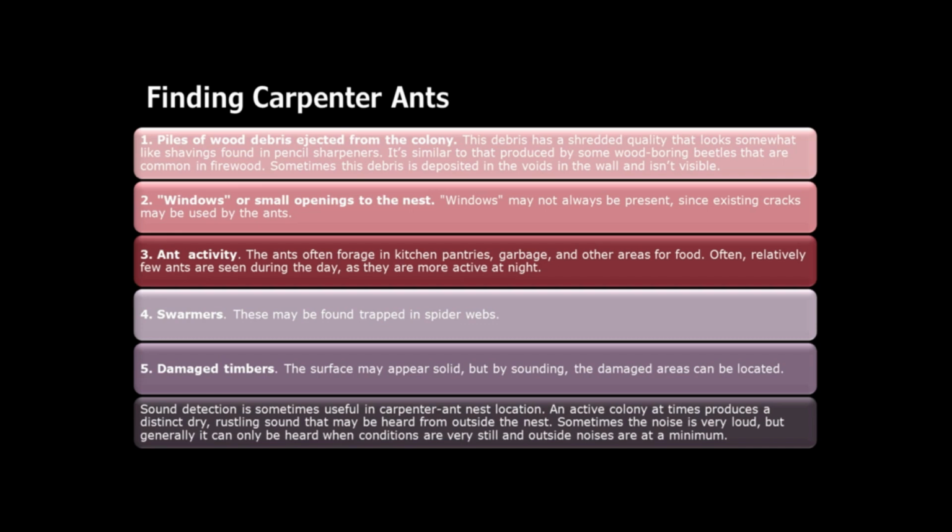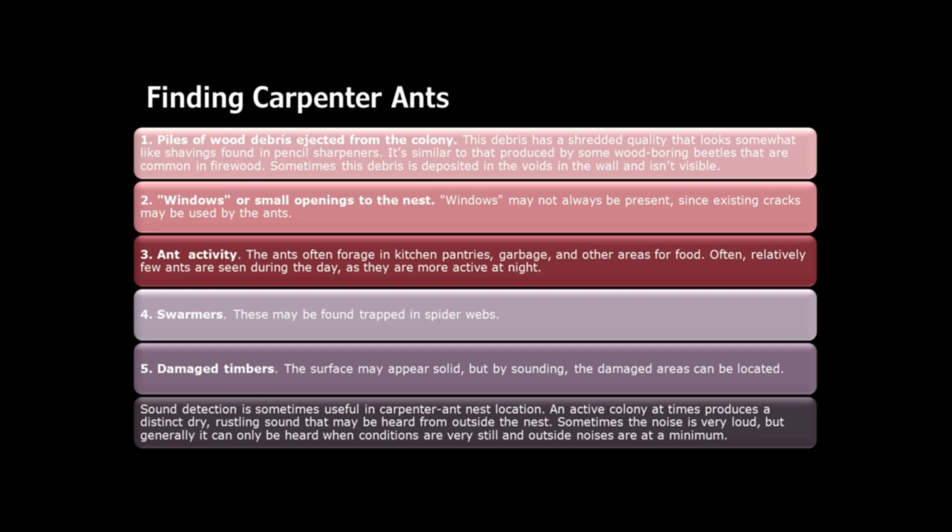2. Windows or small openings to the nest. Windows may not always be present, since existing cracks may be used by the ants. 3. Ant activity. The ants often forage in kitchen pantries, garbage, and other areas for food. Often relatively few ants are seen during the day, as they are more active at night.